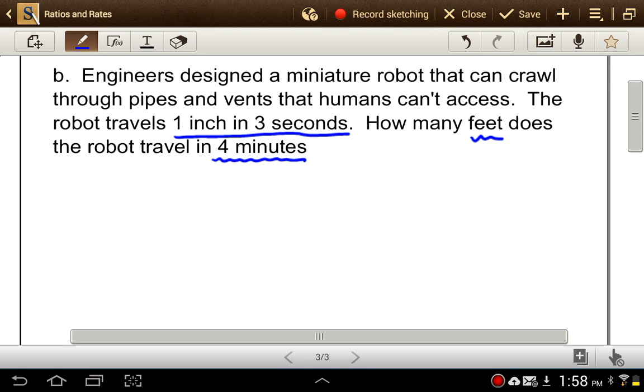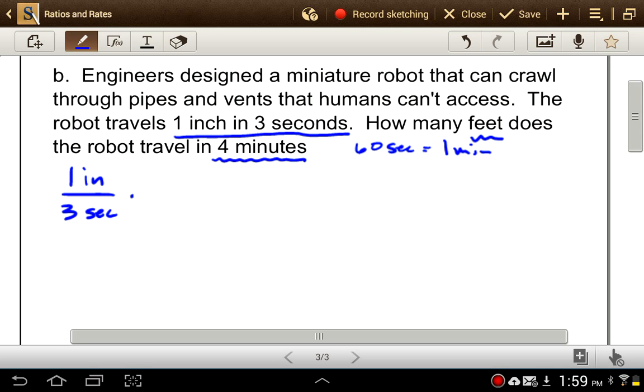If I can go 1 inch in 3 seconds, how many inches do I go in a minute? So I'm going to first find that answer out. Okay, so when I work in there, I'm going to use my initial 1 inch to 3 seconds. And I'm going to convert my time here. Okay, and I know 60 seconds equals 1 minute.